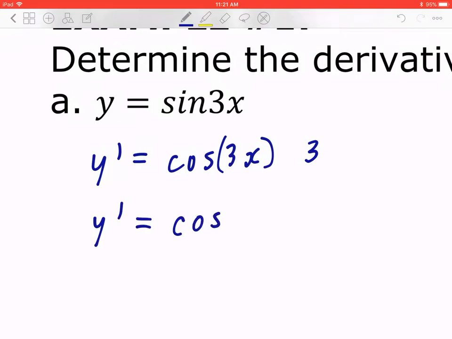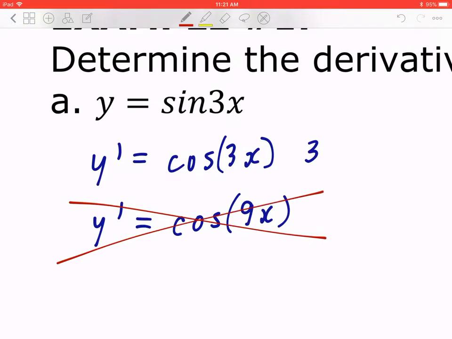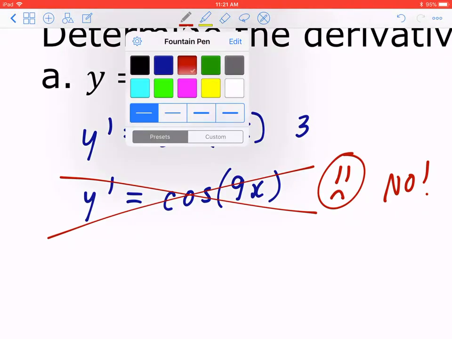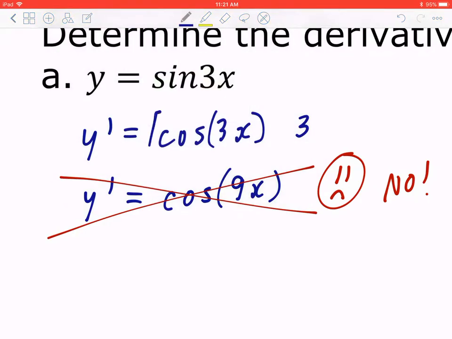So the mistake I see is this. One student will write down cosine of 9x. They get their quiz back, their test back, and they are unhappy. And of course, the reason is you have to follow BEDMAS, right? You cannot just start randomly multiplying in any sequence that you like. So really, again, those square brackets I've mentioned in the warm-up, I'm going to put them back.